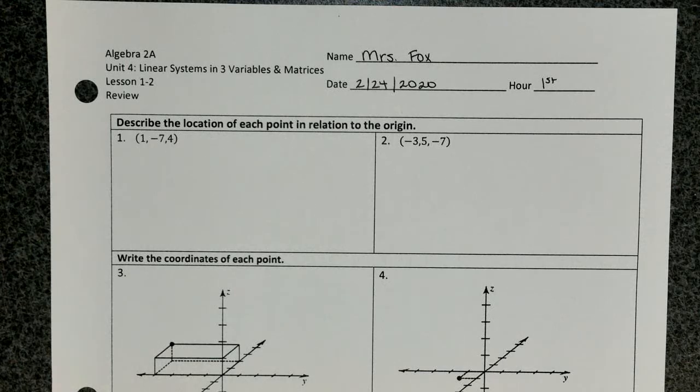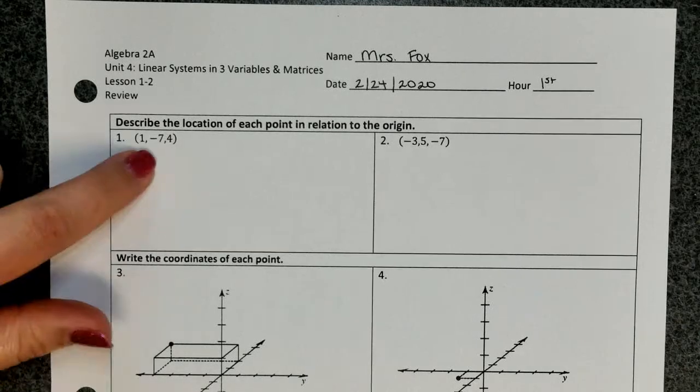All right, so the lesson 1 through 2 review is going to help prepare us for today's quiz. 1 and 2 says to describe the location of each point in relation to the origin. Okay, so describe the point in relation to the origin. So number 1, what do we do for number 1?